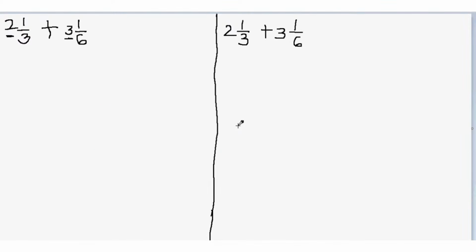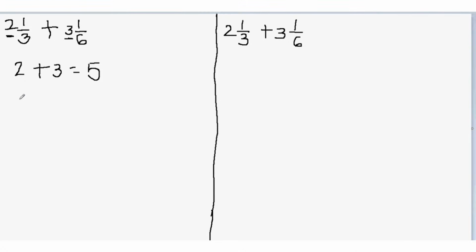Hi, in this video, I'll show you how to add mixed numbers in two different ways. So let me tell you the easy way first. Whenever we have to add mixed numbers, we're going to separate the whole part first and then the fractional part. Which one is our whole part? 2 and 3. So these are the two whole numbers. First of all, we'll add the whole numbers. So 2 plus 3 is equal to 5.